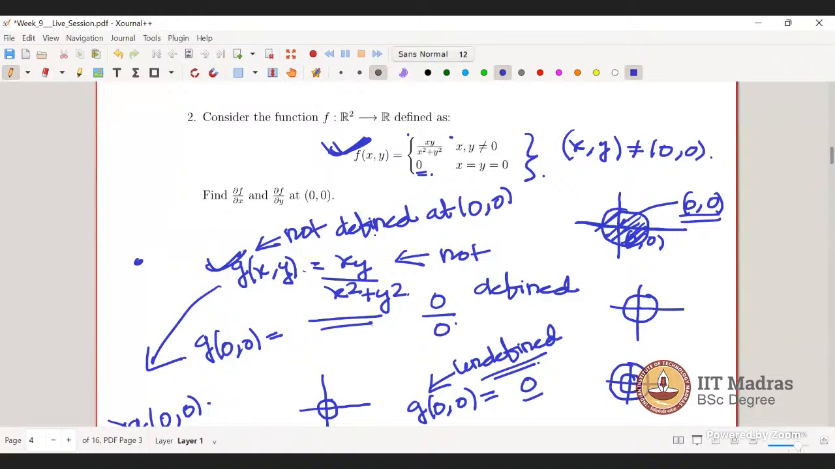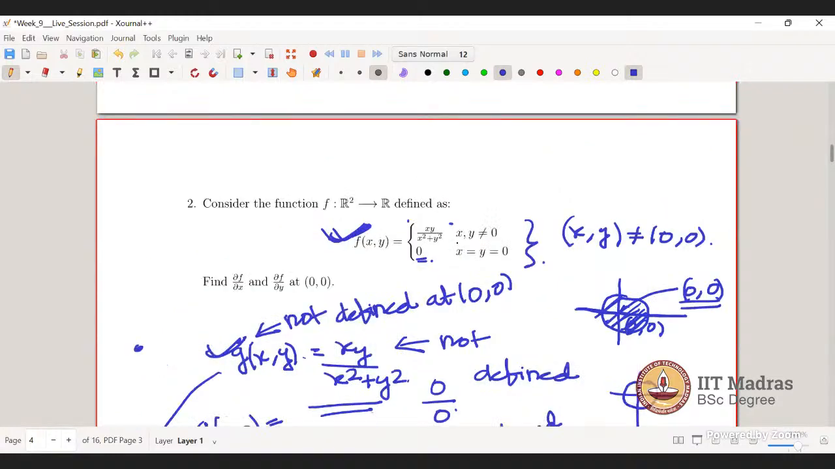No, that you certainly cannot do. Since this function is not defined at 0, 0, we have simply defined it as 0 at this point.